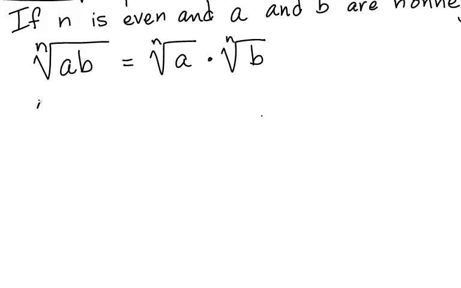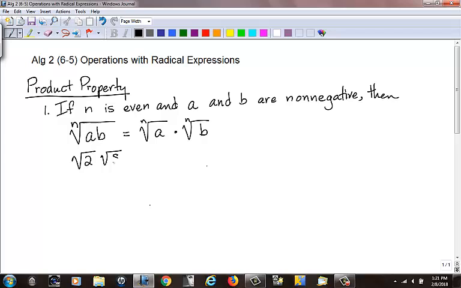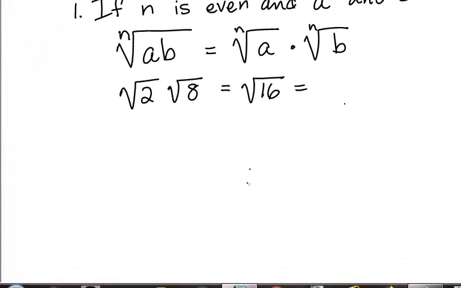So if I had the square root of 2 times the square root of 8, this property says, both are square roots, so n is even, and the 2 and the 8 are non-negative, so therefore I can put them back together, multiply the numbers inside, and say the square root of 16 is 4. My final answer would be 4. And this property can be pretty handy.